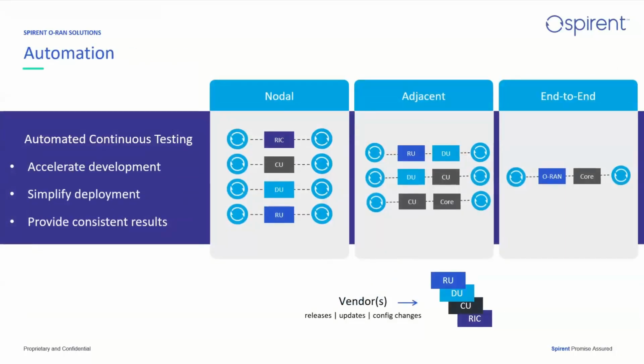To test what? We can test nodes in isolation, where, let's say, the RU, DU, CU, and RIC, any of these components could be the device under test, and the rest of the left and right hand side devices would be emulated by Spirent. It could be a combination, like adjacent nodes where RU and DU, or DU and CU, a set of different network entities could be tested altogether, and the rest of the required entities would be emulated by us, or it could be end-to-end.